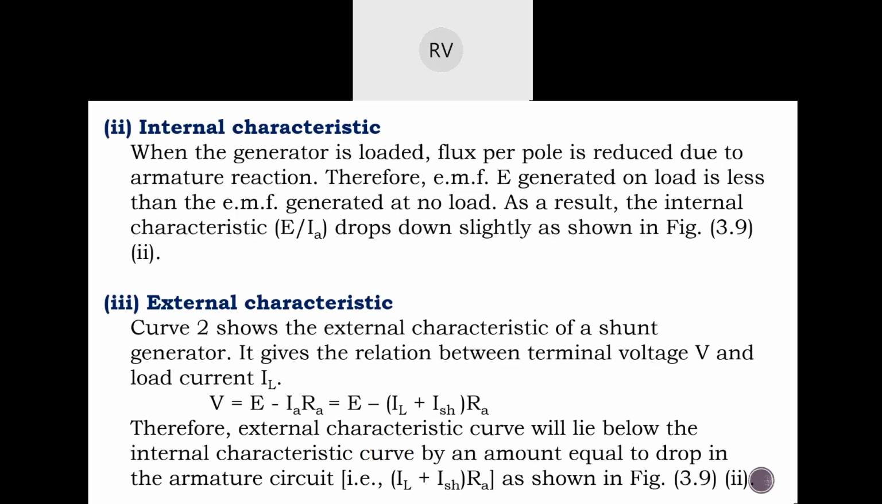Next, external characteristics. Curve 2 shows us the external characteristics of a shunt generator. It gives us the relation between the terminal voltage V and the load current IL. In a similar case, here V equals E minus IARA, this we know, and IA is again divided into IL plus ISH. So V equals E minus (IL plus ISH) into RA. Therefore, the external characteristic curve will lie below the internal characteristic curve by an amount equal to the drop in the armature circuit.